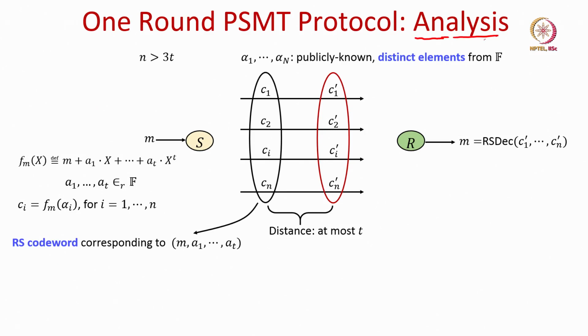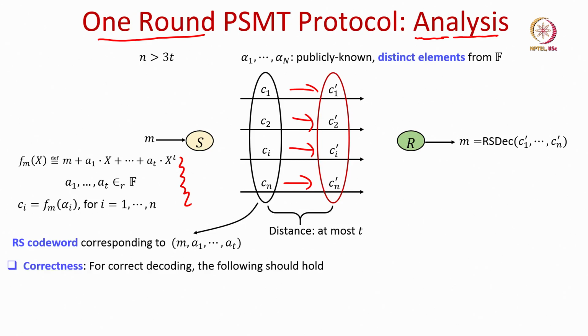The protocol is done and it is easy to see that it is a one round protocol. Why is it a one round protocol? Because the sender computes everything and sends it in a single shot to the receiver, that is all. So, it is a one round protocol. Let us see whether the receiver will be able to recover the sender's message or not. How is the receiver recovering the sender's message? By applying the Reed-Solomon decoding algorithm on the received vector.